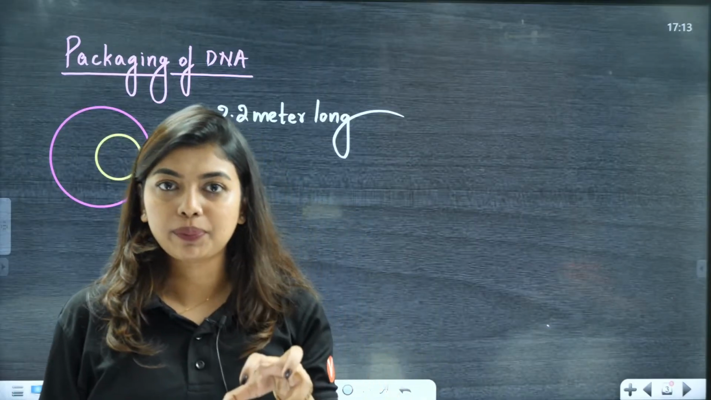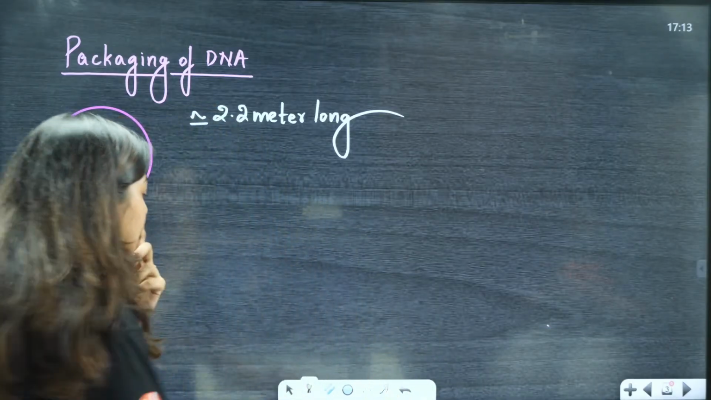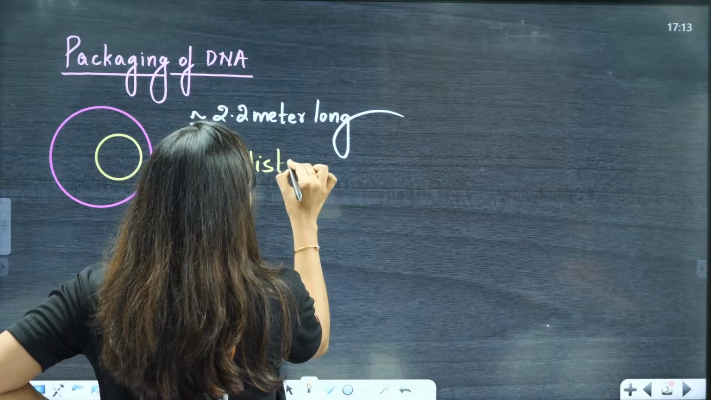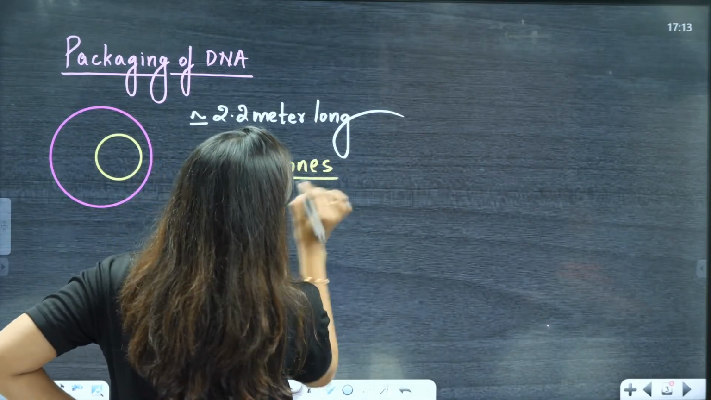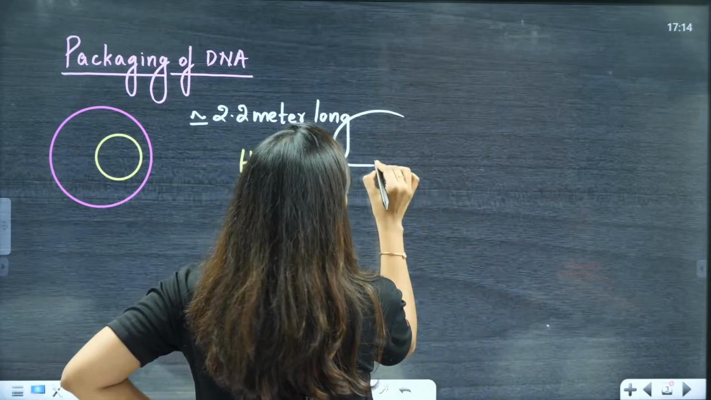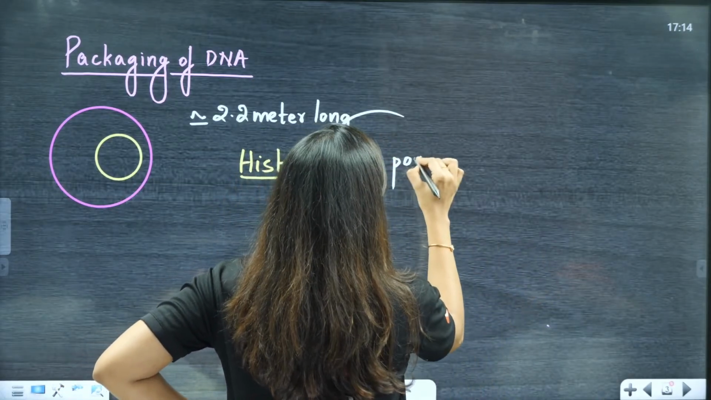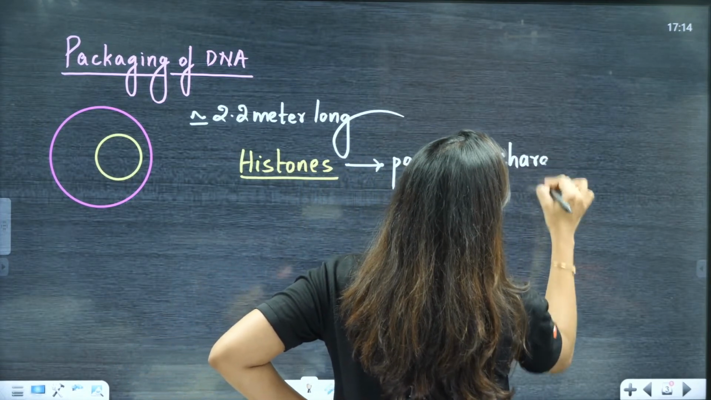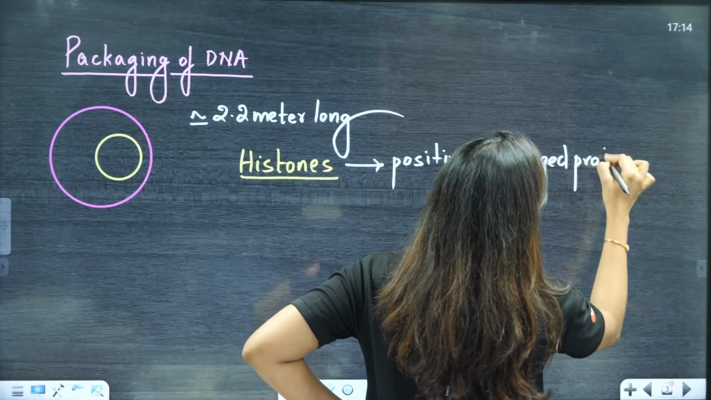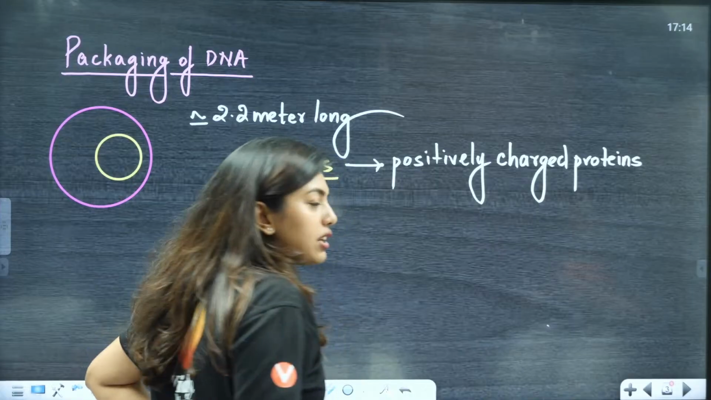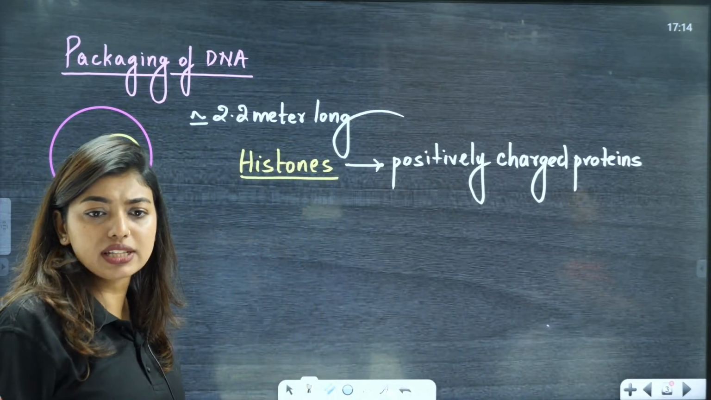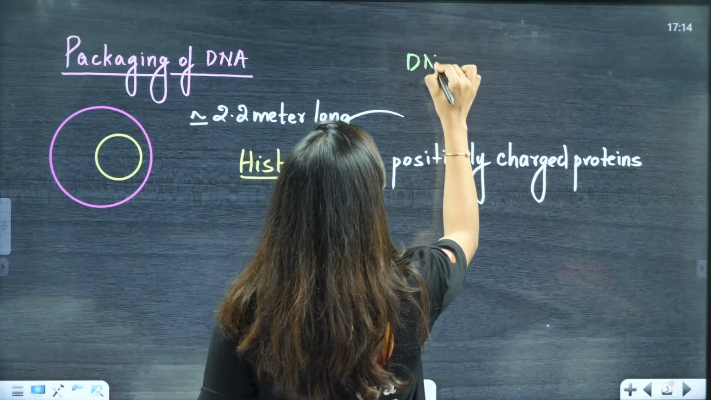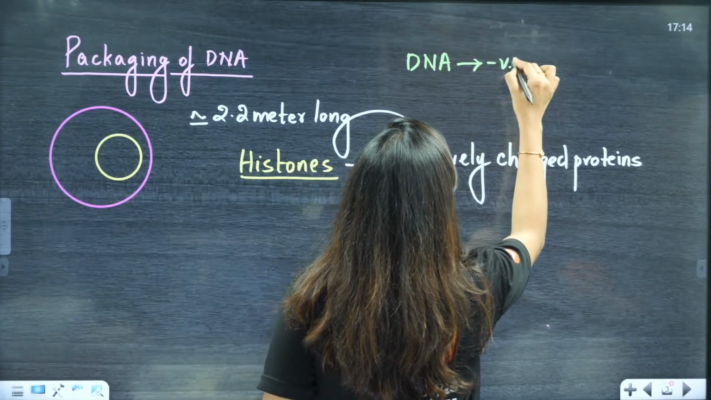So there should be someone who is actually doing the packaging of the DNA. That is when they came across something called histones. Histones are positively charged proteins. Why do we need positively charged proteins? Because our very own DNA is negatively charged.